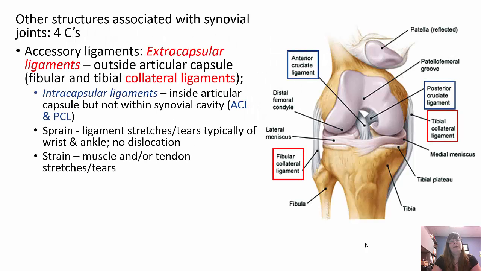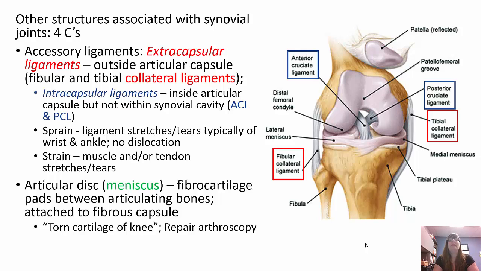Very importantly, your knee. All of the synovial joints are going to have accessory ligaments. Extracapsular are outside the articular capsule. Intracapsular are inside the articular capsule, but not inside the synovial cavity itself.